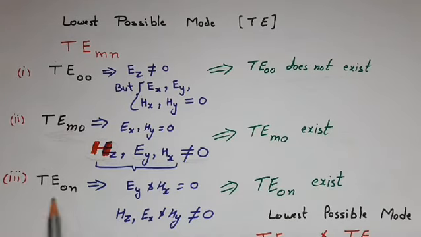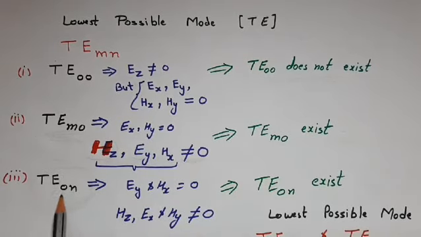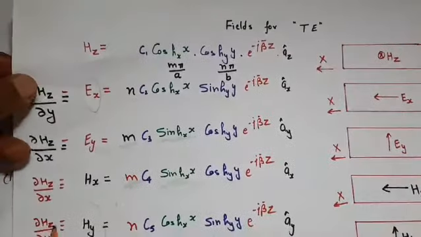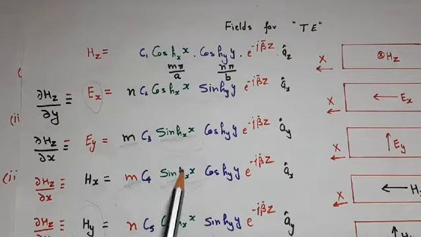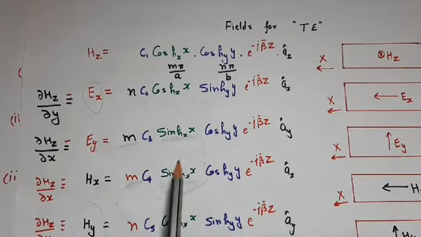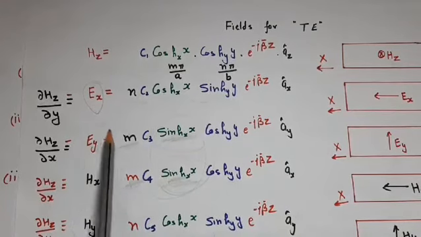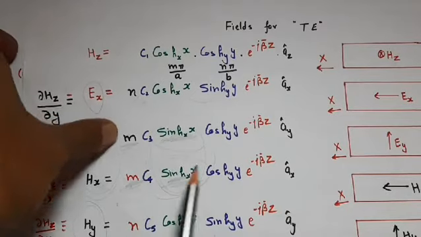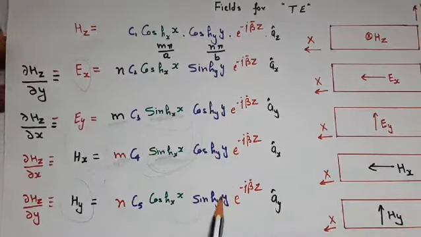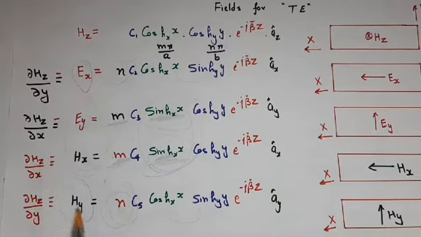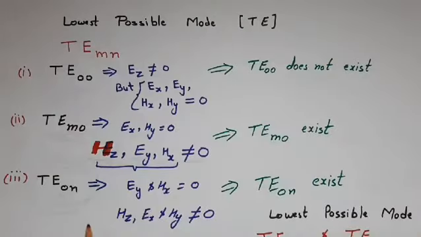Now we check the TE0n mode. 0n means m is equal to 0, and m corresponds to x, so all those expressions which have a sine function of x will vanish. Ey and Hx have a sine function corresponding to x, so these two expressions will not exist for m equal to 0. But for Ex and Hy, the sine function corresponds to y, that is n, and n is non-zero. Because these expressions are multiplied by n and n is non-zero, Ex and Hy can exist for m equal to 0 and n non-zero.